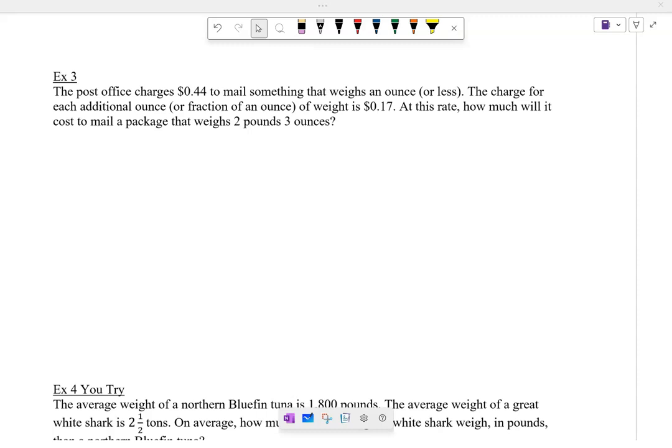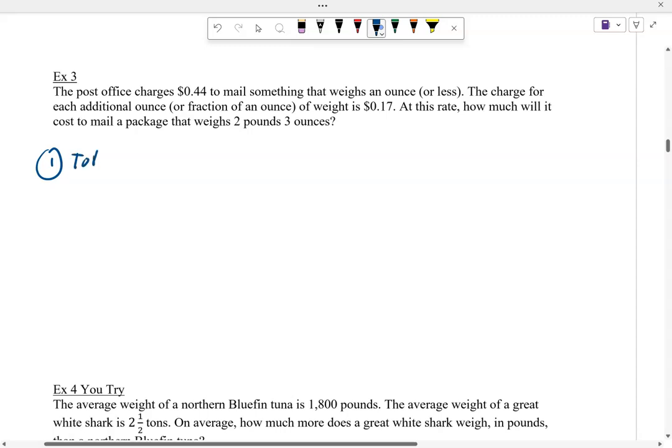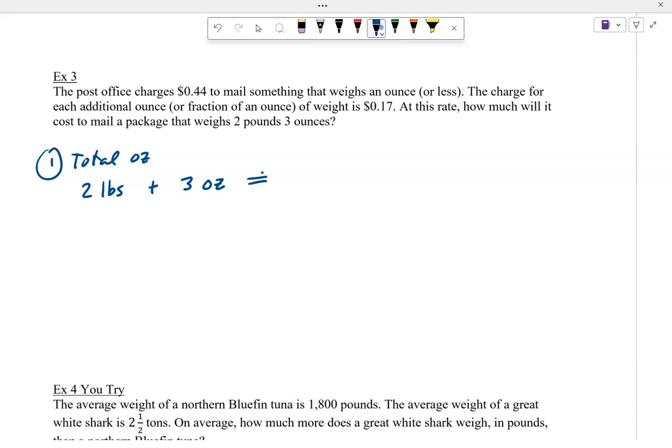Post office charged 44 cents to mail something that weighs an ounce. Charge for each additional ounce is 17 cents. So how much will it cost to mail a package that weighs 2 pounds and 3 ounces? Well, let's go ahead and see how many total ounces that is first. So number one, what's our total ounces? Well, we have 2 pounds and 3 ounces. The 3 ounces is fine, but we got to convert the 2 pounds into ounces, right?